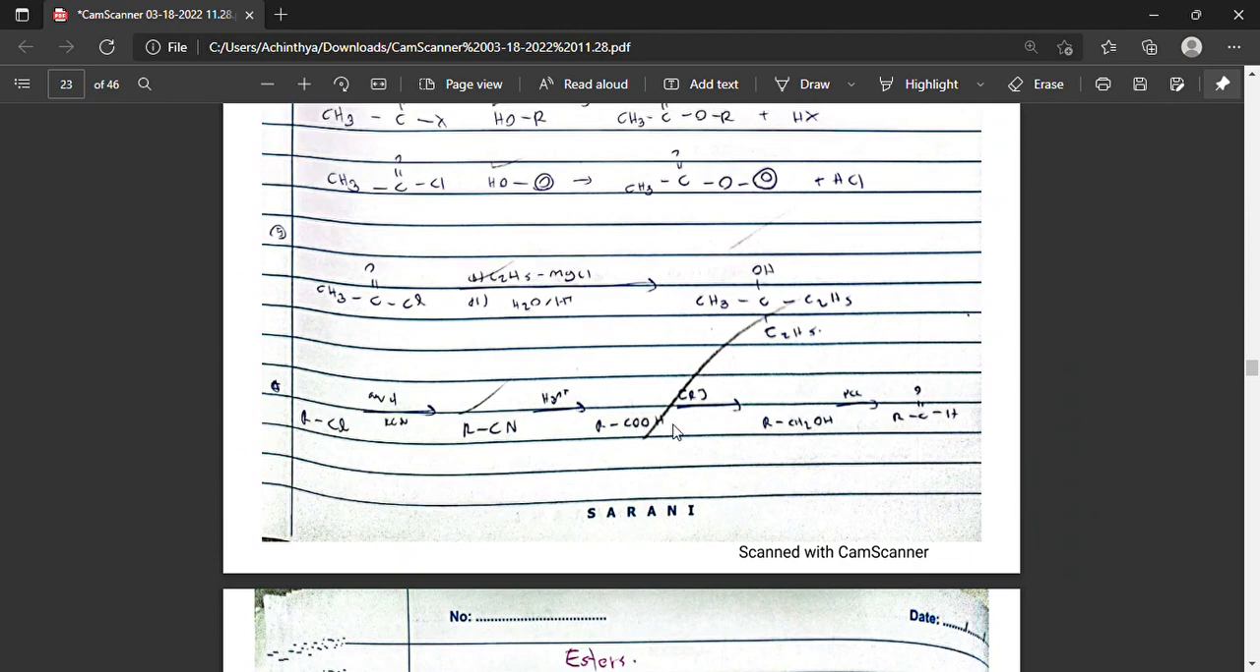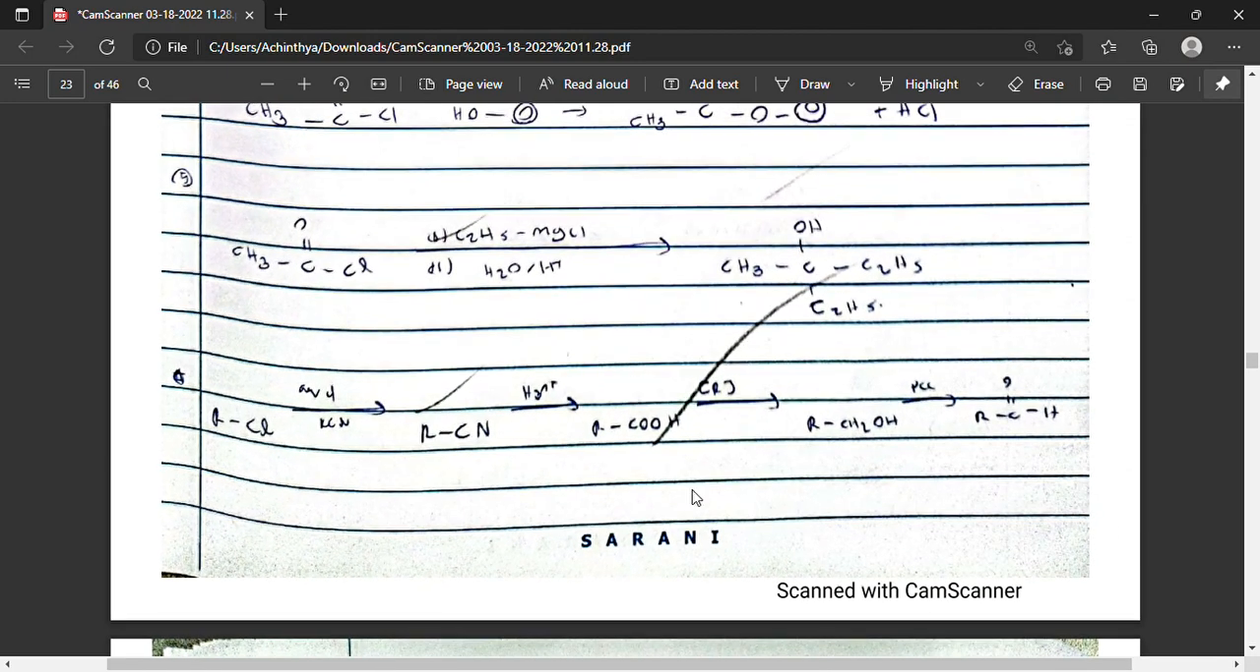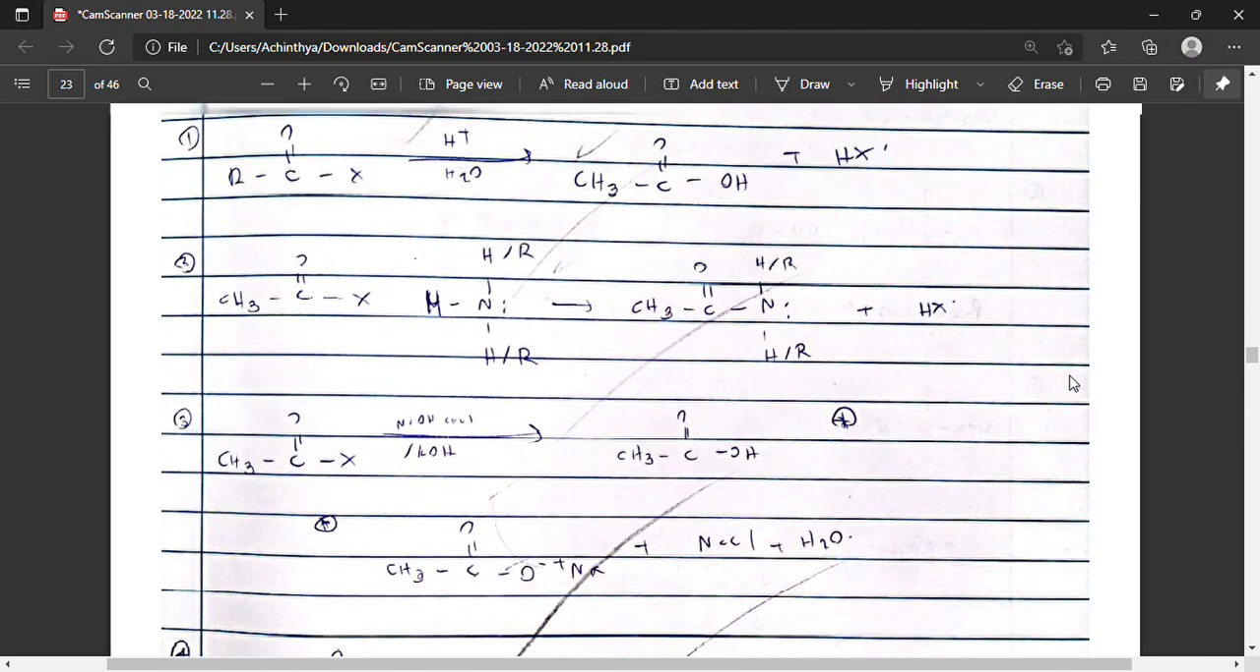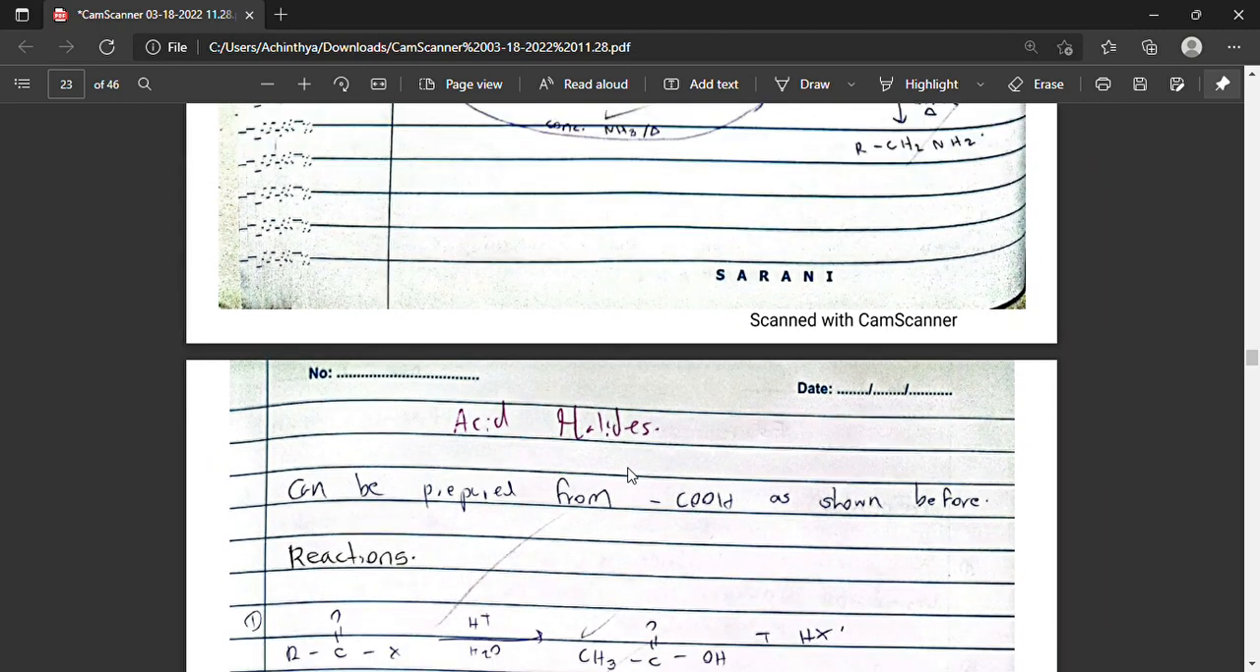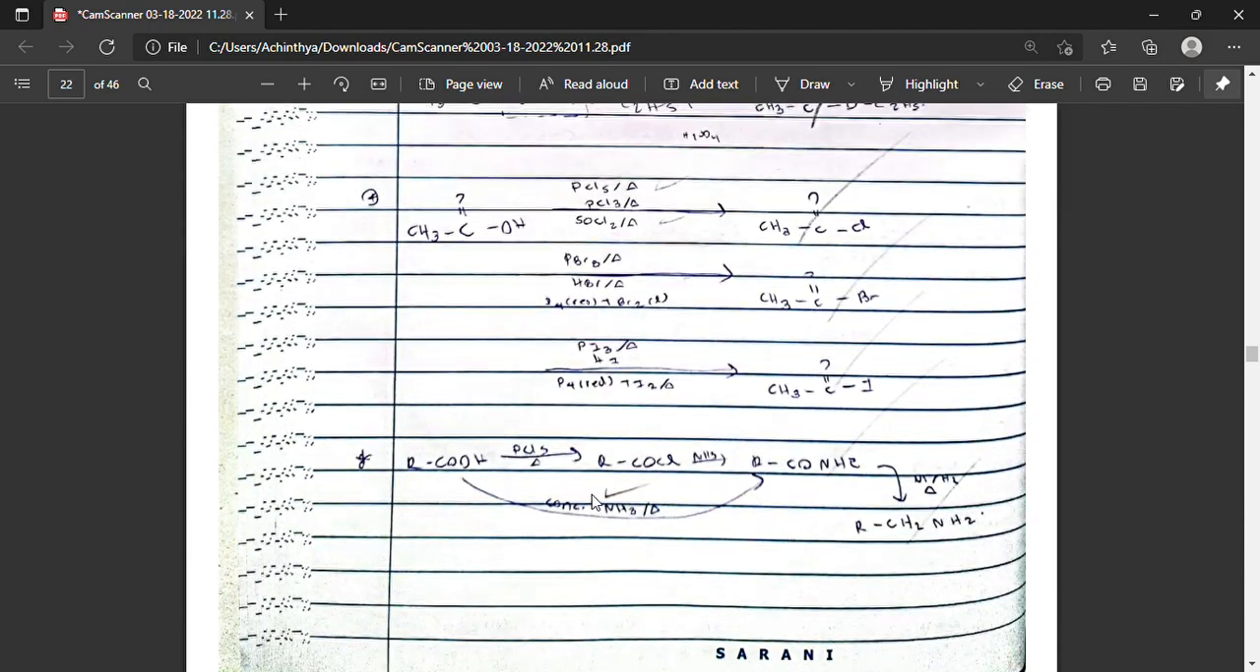And yeah, here's a neat conversion scheme which I thought was helpful to me at that time. And now let's talk about how we produce acid halides.